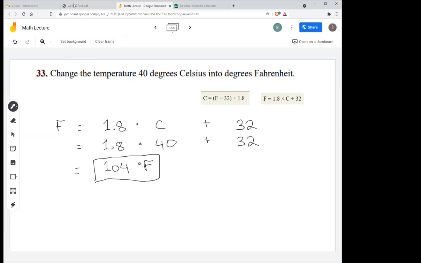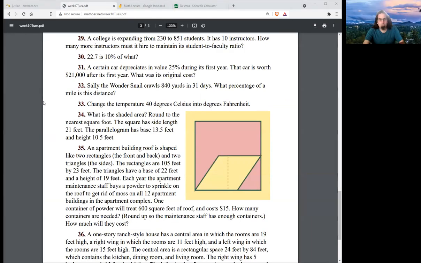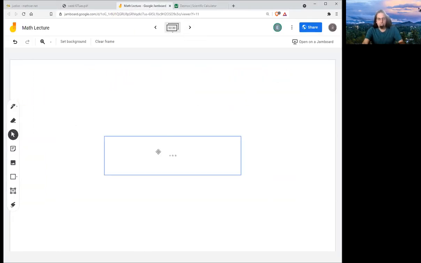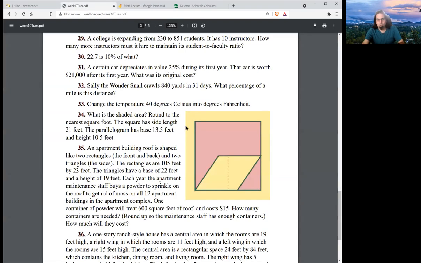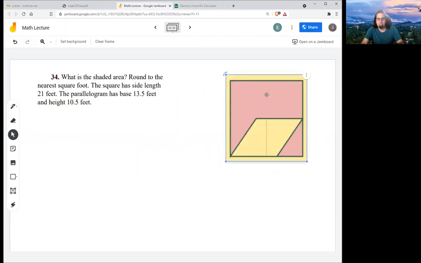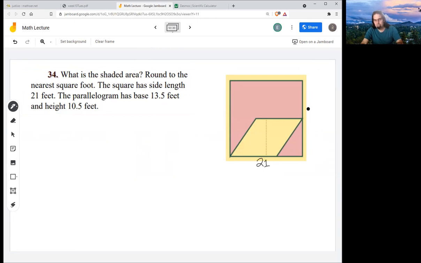I'm good. Okay, 34 gives you random shapes. But at least it gives you the shapes, unlike earlier where we had to draw the shape ourselves. So the square has a side of 21. Actually, this is a little vague. Let's put the 21 there.